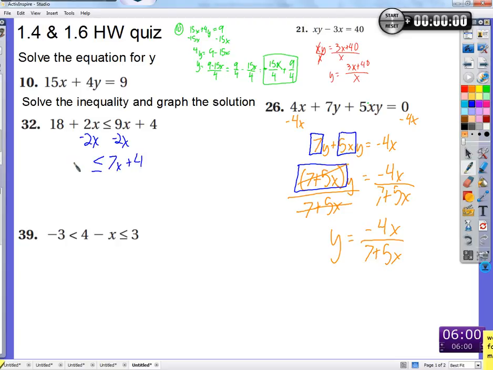7x plus 4 on this side. I got 18 over here. Subtract 4 from both sides. Divide by 7 on both sides. So for this 9x plus 4 to be larger than 8 plus 2x, x has to be greater than or equal to 2.